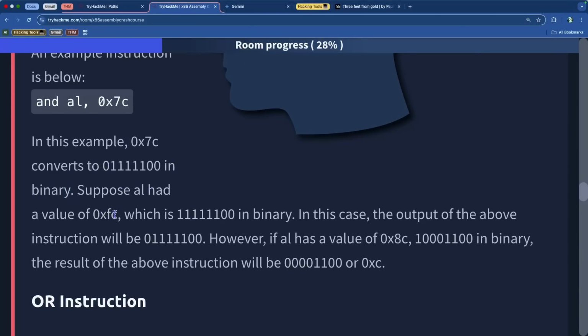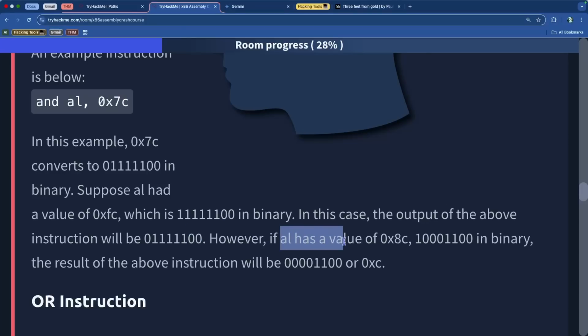If it had this value, 0xfc, which is this, then the output would end up being this. So we're looking at 0, and then this one is 1, so that ends up being 0. Then this one is 1, and this one is 1, that'll give you 1, and then so on and so on. And then it gets to the last two digits, and the last two digits are also zeros, so it'll end up giving you a 0.